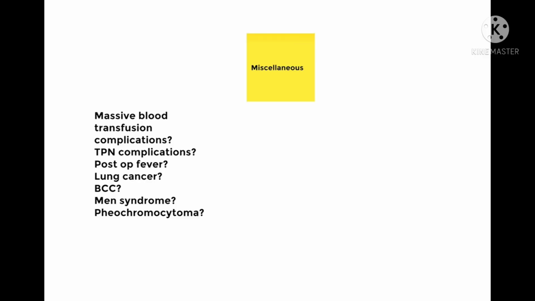Miscellaneous is very important. Why? Because of massive blood transfusion complications, total parenteral nutrition complications, after that post-op fever we have, then lung cancer, then basal cell cancer, Mann syndrome, pheochromocytoma. You cannot miss at least the miscellaneous list. These are ultra high yield. From these 4 to 5-6 topics you are going to get 2 to 3 questions. So this list is very important.